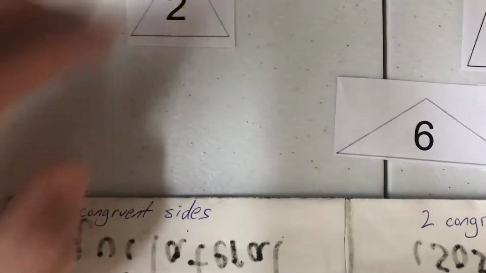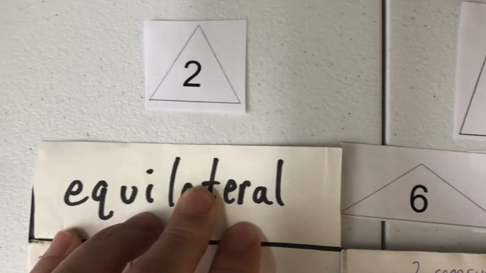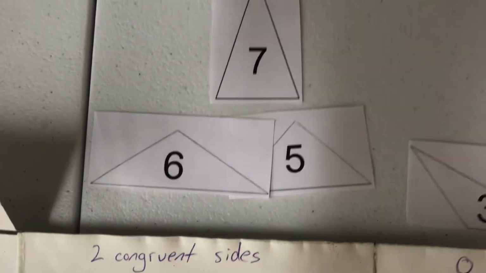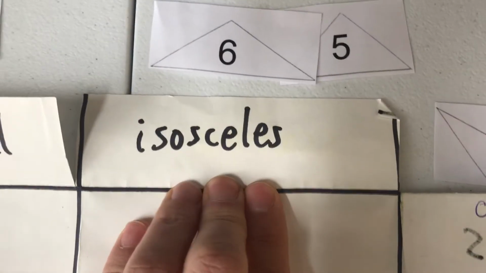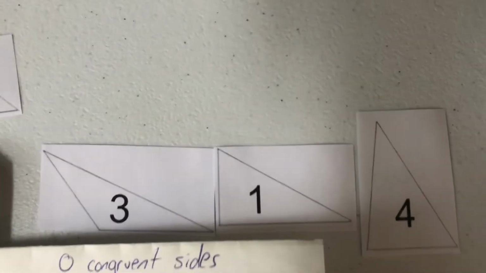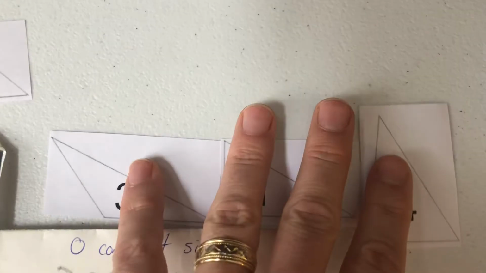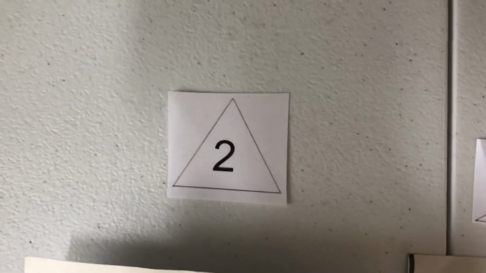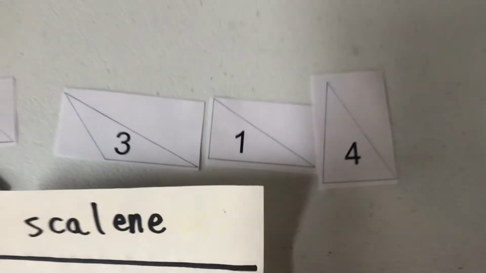Okay, so now the names that we're going to give to these. So this triangle, where there's 3 congruent sides, we call that, that's right, equilateral. Okay, so these triangles where there's 2 congruent sides, what do we call that? There you go, you guys remember, isosceles. Okay, and then no congruent sides, all 3 sides are different lengths, 0 congruent sides. What do we call those? There we go, scalene. So that's an equilateral triangle. So those are isosceles triangles, and these are scalene triangles.